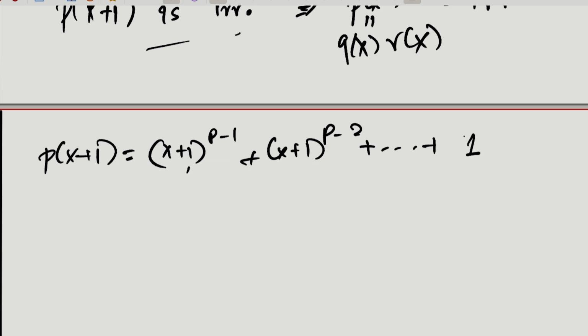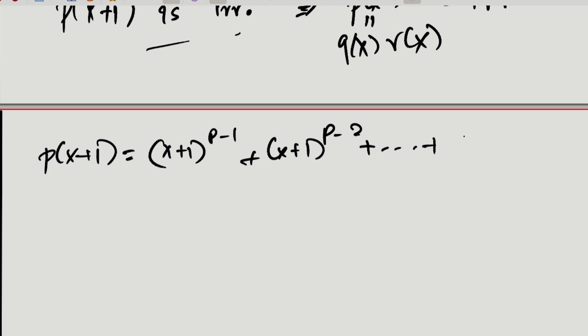What is the constant term? It's 1 plus 1 all the way up to 1, right? So it's divisible by p. You could do this. You could individually compute the coefficients and do the whole thing.